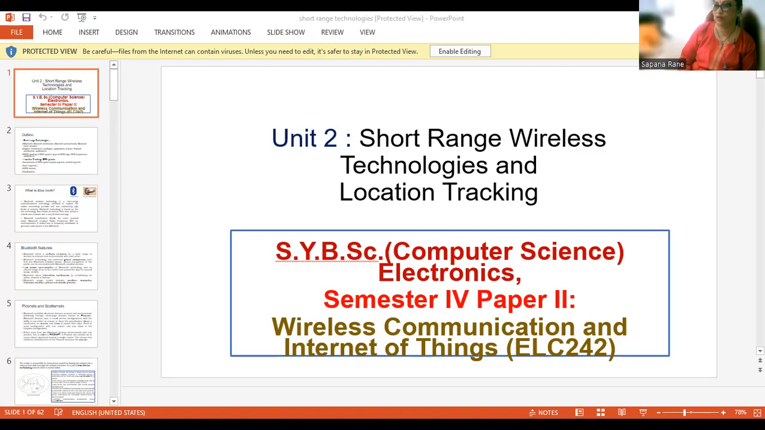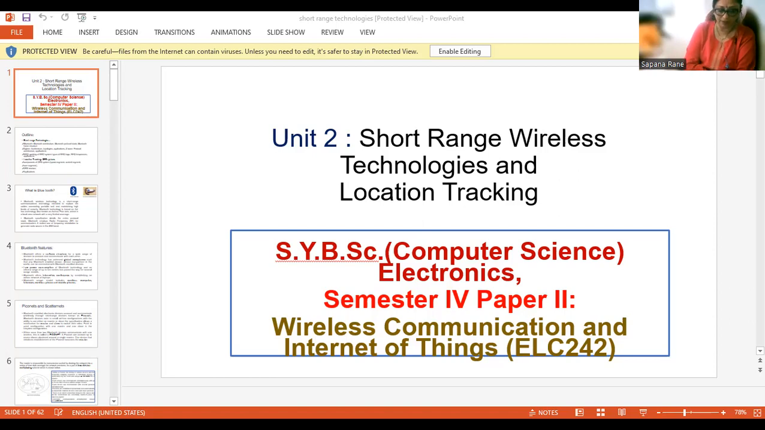It is related to coverage. Okay. So if you take a particular technology and if its coverage is limited, it is not wide all over the city or all over the world, like that. So even beyond campus, if it is not possible, the coverage is small, then it is called a short range technology. Okay. Now, which are the different short range technologies that you know?